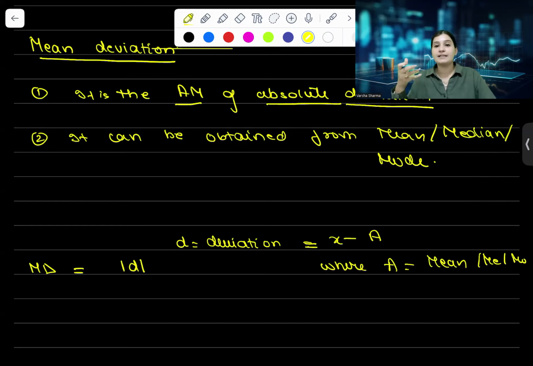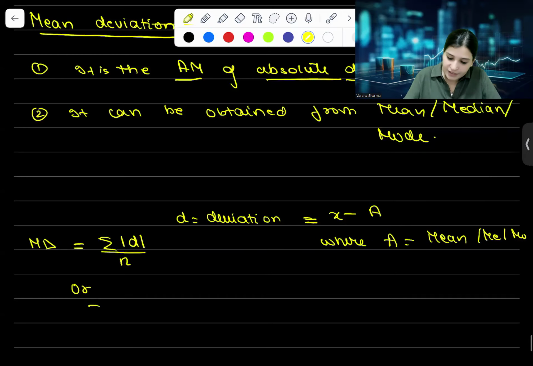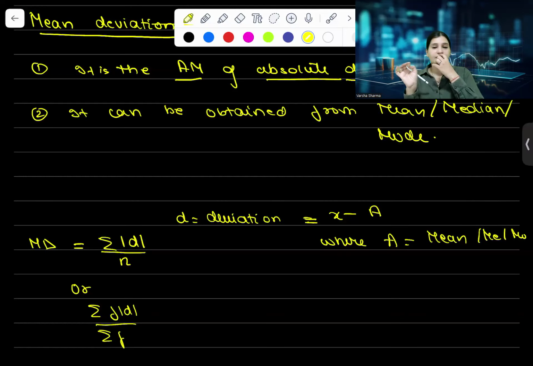So how do we find mean? Summation x by n. So this will be summation d by n. And if it is a frequency question, the mean is fx by f. So here the mean will be fd by f. So mean deviation is basically the mean of the deviation. How do we get deviation? The question will tell you. You can find the deviation, the difference, from the mean or from the median or from mode. Is it understood?